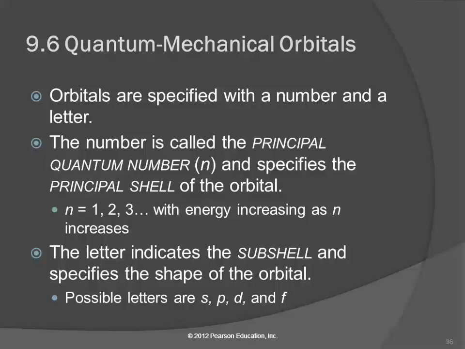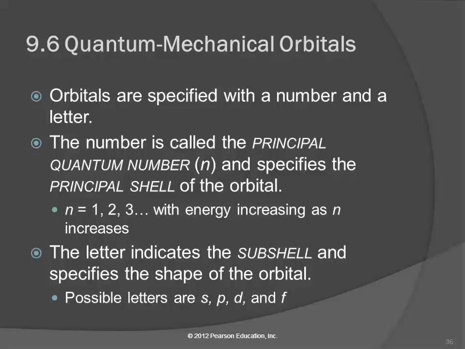So let's describe these orbitals a little bit more. The orbits in the Bohr model we specified with a number, a quantum number, n equals 1, 2, 3, 4, 5. And so we do the same thing with the orbitals, and that's called the principal quantum number. It specifies the principal shell or the principal level of that orbital. And those numbers are, again, 1, 2, 3, 4, etc. As the n increases, the energy of that orbital increases.